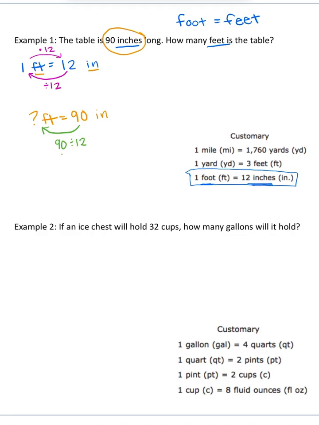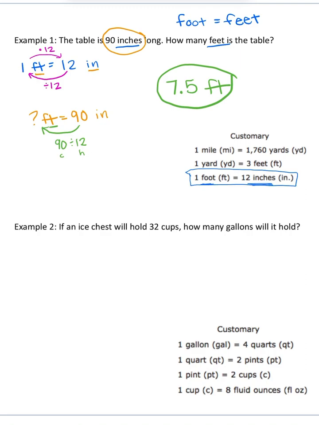So again, we would do the division. And that answer would be 7.5. I'm not going to do the math just because we know how to do division. So that would be 7.5 feet. Because again, we solved for the feet part. Okay, so let's go down to the bottom one.